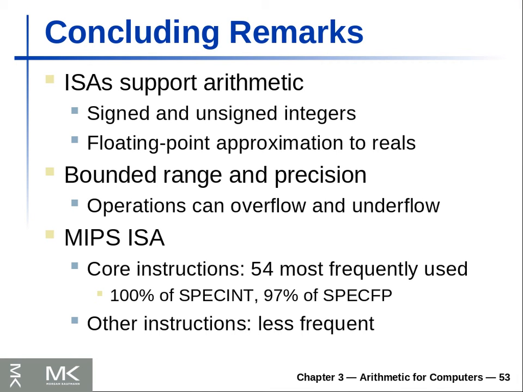So yes, different ISAs support these differently. Keep in mind that while we have a ton of instructions, for MIPS only 55 are the most frequently used instructions, and they account for 100% of our SPEC INT benchmark and 97% of the floating point benchmarks. All other instructions are used less frequently. In other words, even though we are only implementing 8 instructions inside of our processor, in general that will cover a very significant portion of the instructions needed. Obviously there's going to be more, but we don't need to get to that, at least in this course.